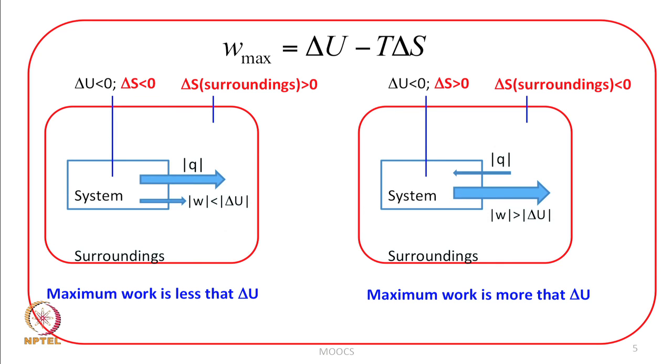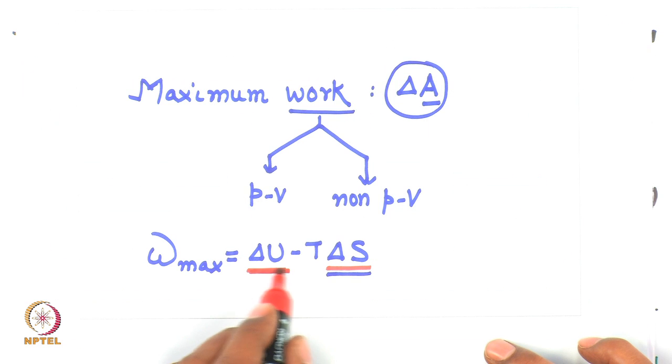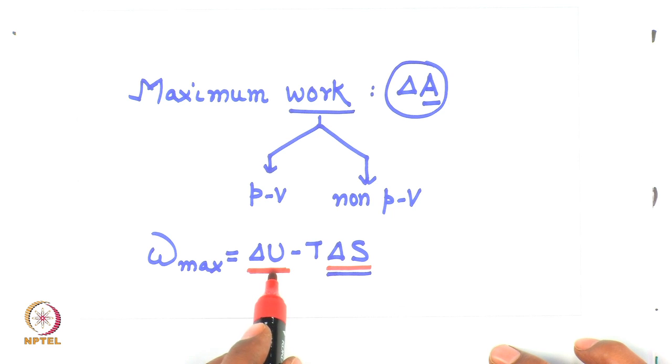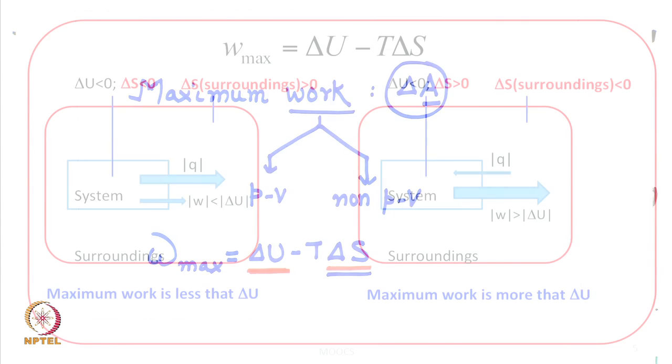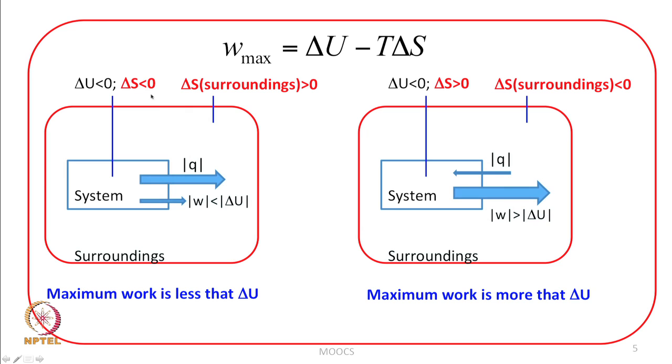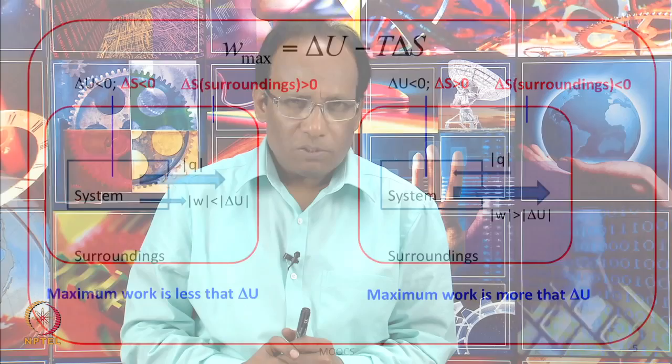Now, since part of the change in internal energy has been used up in heating the surroundings, all the change in internal energy is not available for doing work. So, the maximum work available, let us look at the slide again: if delta S is negative, the maximum work available from the system is less than the change in internal energy. Maximum work is less than delta U. This leads us to another important conclusion.